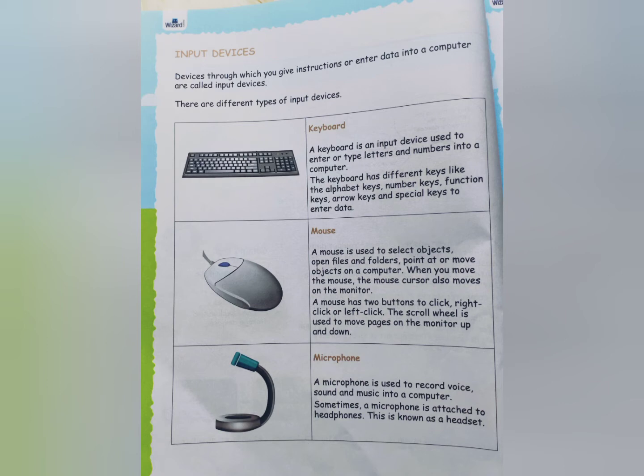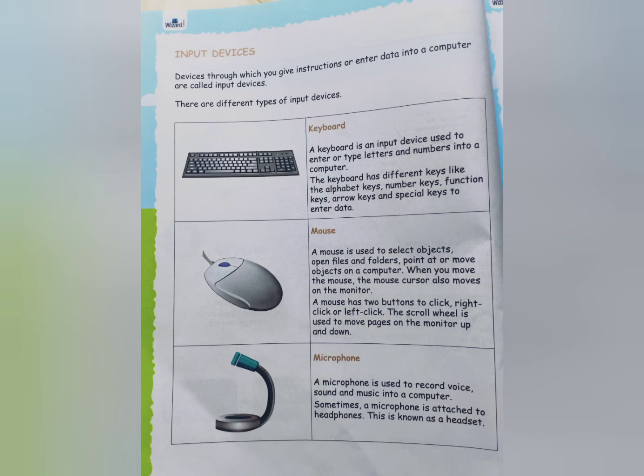So let's have a look at this. What are input devices? There are different types of input devices. First is the keyboard. A keyboard is an input device used to enter or type letters and numbers into a computer. The keyboard has different keys like alphabet keys, number keys, function keys, arrow keys, and special keys to enter data.